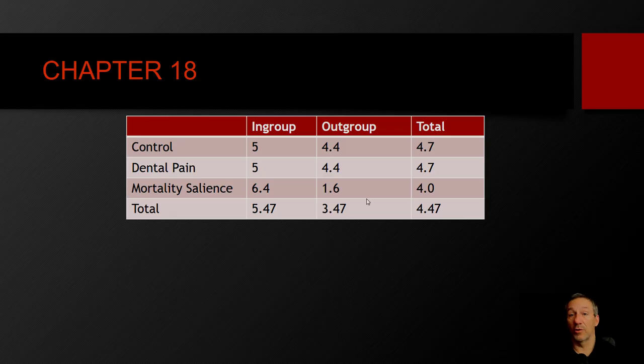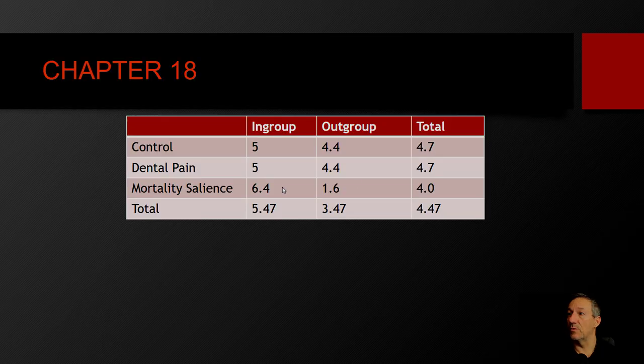These are our group means. So we're kind of close, 5, 4.4, 5, 4.4. Mortality salience, 6.4 compared to a 1.6 for the outgroup, which was kind of what we hypothesized. Our totals, so in-group for the main effect, 5.47 versus 3.47, that might be significant. 4.7, 4.7, 4.0, maybe, maybe not.